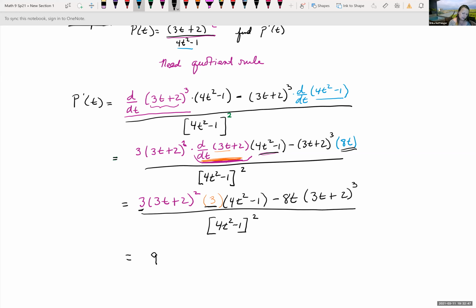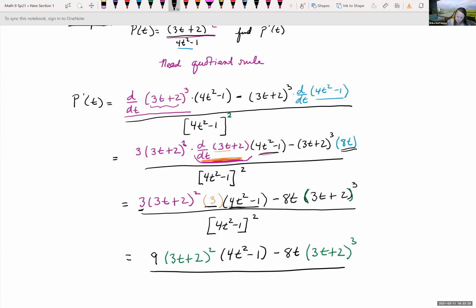I'm going to keep in color our parentheses 3t plus 2 squared. And then I have, and I'll show you why in a minute, this parentheses 4t squared minus 1 minus 8t. But this time, notice I have a 3t plus 2 over here, quantity cubed. So I'm going to write that as 3t plus 2 quantity cubed in a different color, all over 4t squared minus 1 quantity squared.